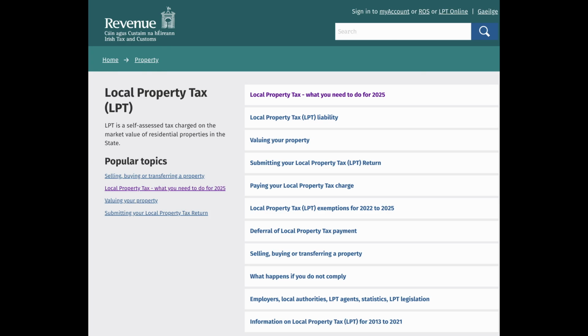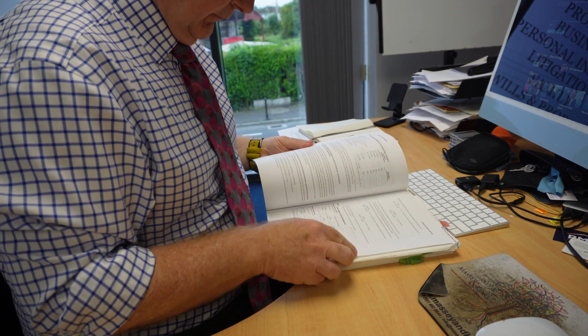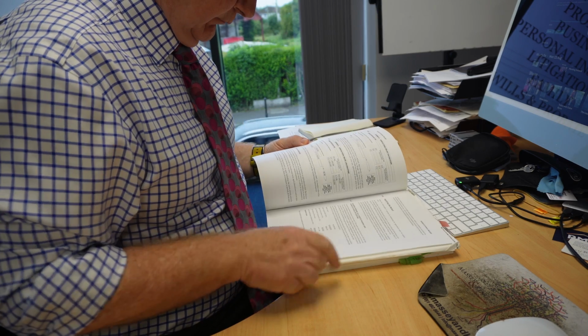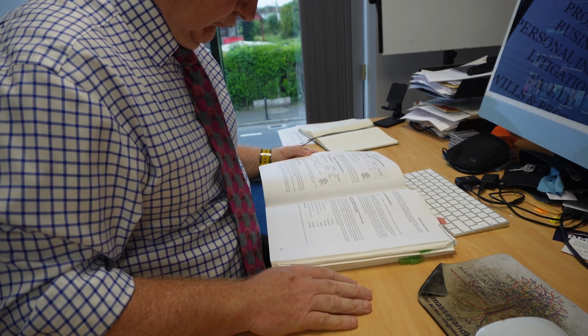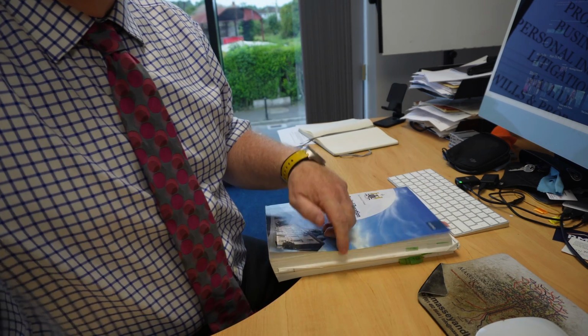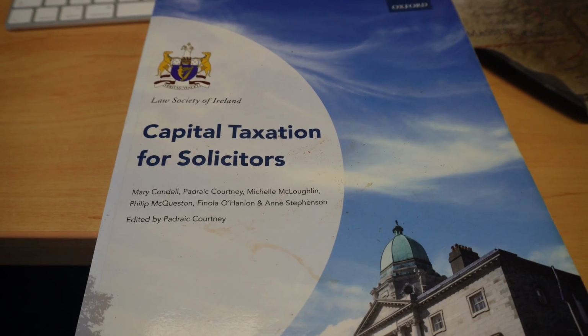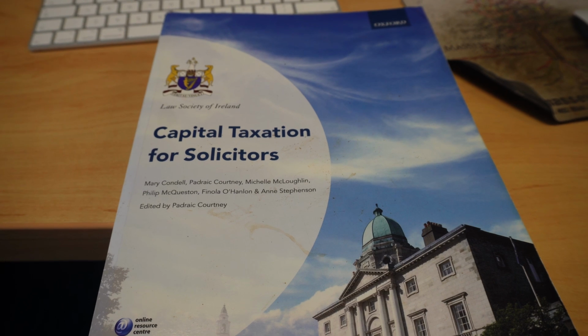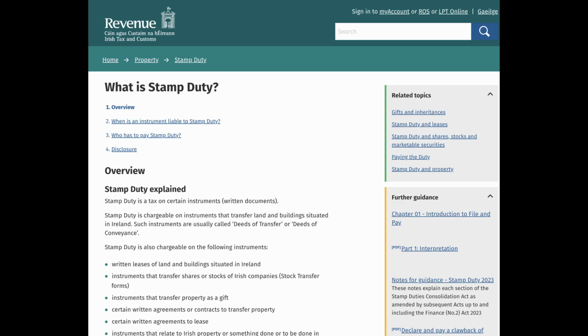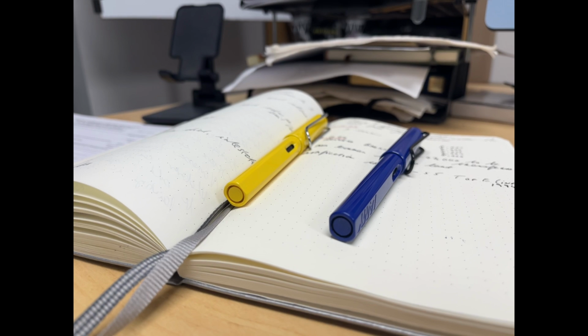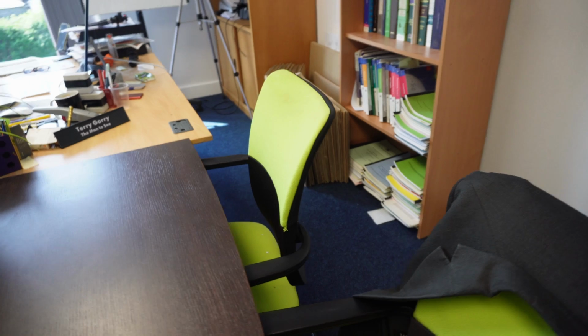Commercial rates, on the other hand, relate to commercial properties, and they are the annual local authority charges on commercial properties. They are payable by the occupier, not the owner, unless the property is vacant. Then usually the owner is liable. The impact, obviously, is that commercial rates will affect the profitability for investors and owners of business premises.